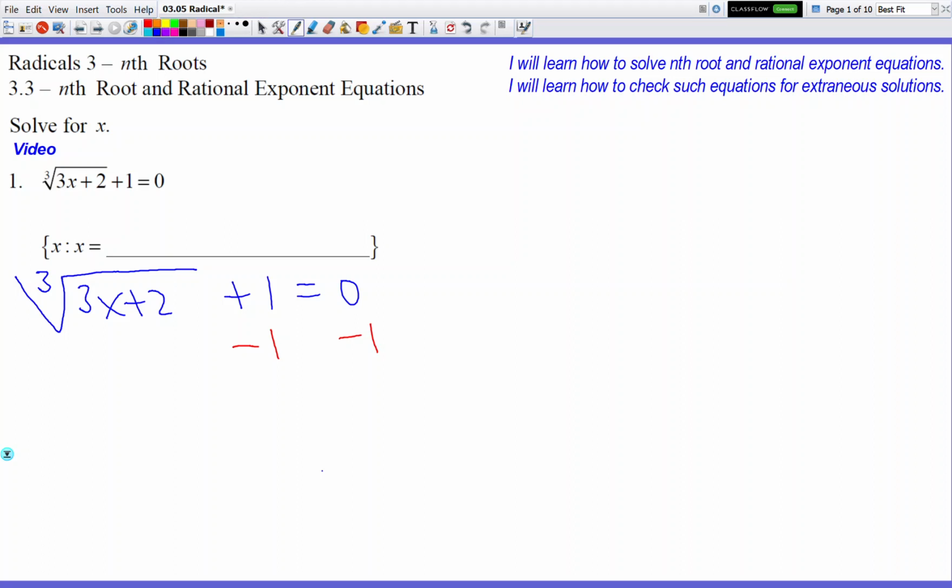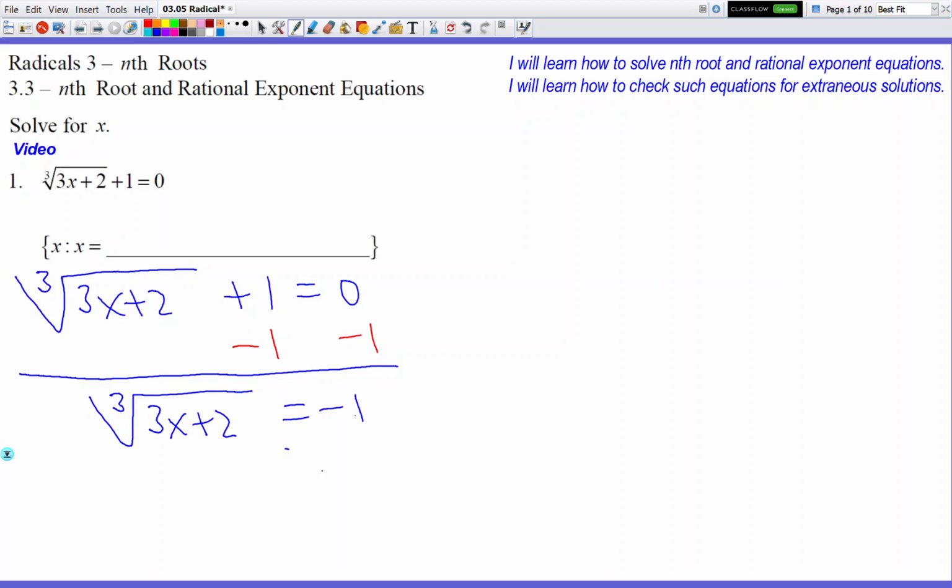You want to get rid of that positive 1 so that you can isolate the radical, and once you isolate it, then you can use powers to make that cube root disappear. All right, so what do we got? We got cube root of 3x plus 2 equals negative 1.